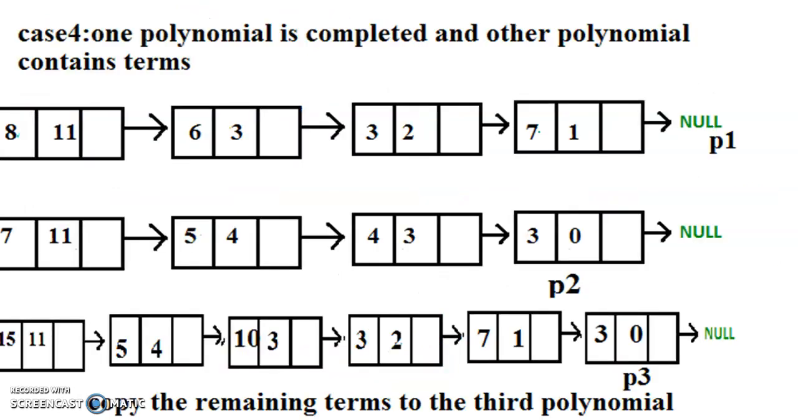Then the fourth case: if any one polynomial is over and there are other terms left out in the other one. As an example, consider that after performing the activities, P1 reached null. That is, polynomial 1 is over. Then in such cases, whatever terms are left out in P2 have to be added to the third polynomial. Here 3x^0 is there that we are adding. Suppose in some cases P2 is over, then whatever terms are left out in P1, we have to add. So the fourth case is, if one polynomial is completed, the terms in the other polynomial have to be added to the resultant. Okay.